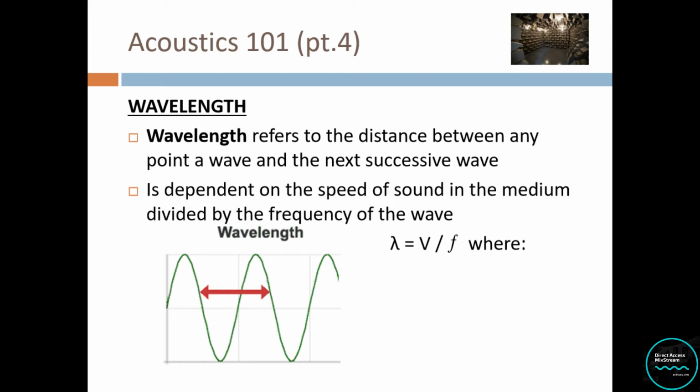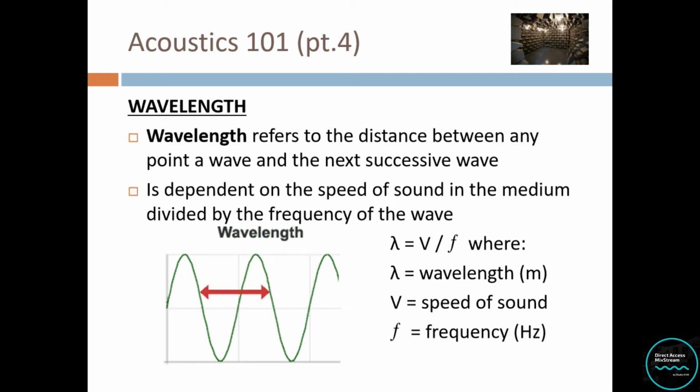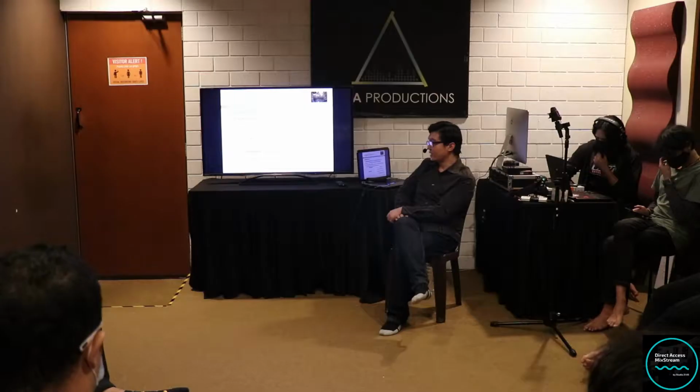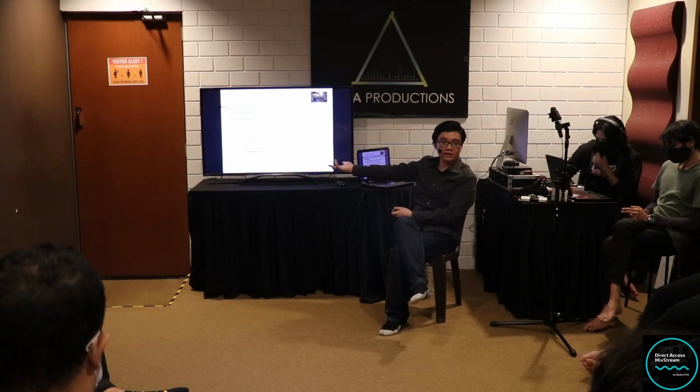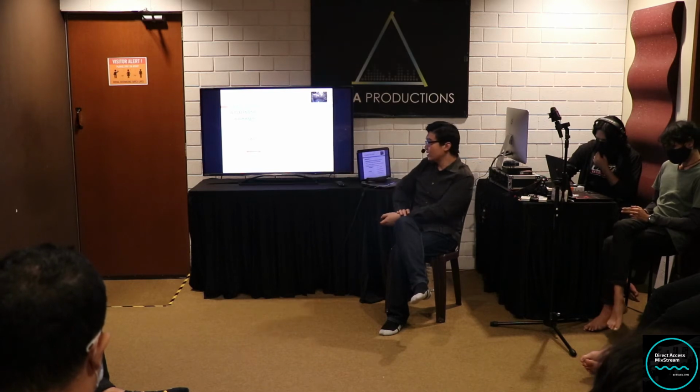So wavelength, the Greek letter for it, we call it lambda. So wavelength equals V, the speed of sound, V for velocity, divided by frequency, right? Whereby lambda is the wavelength in meters, V is the speed of sound, and F is the frequency. So you can always determine how long the wavelength of a particular frequency is. As long as you know two of the values, you can find out the third one, right? Mathematic formula. Let's move on.